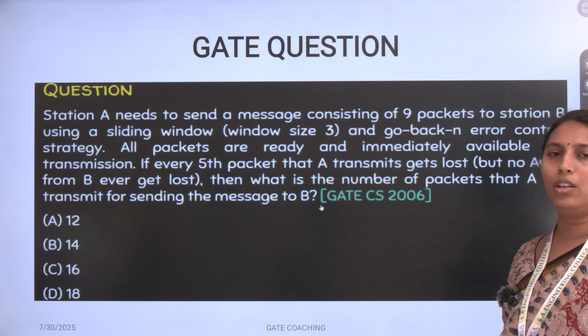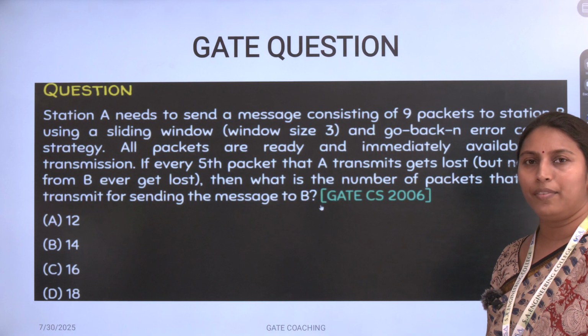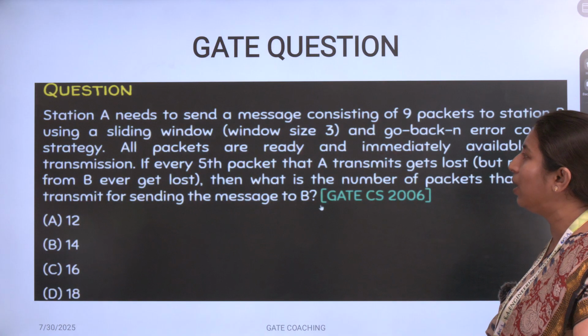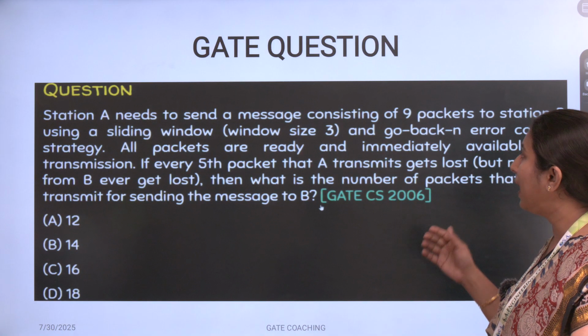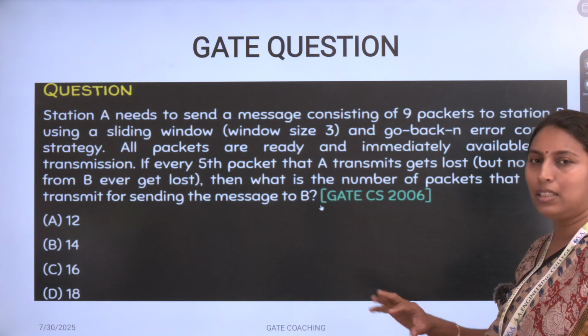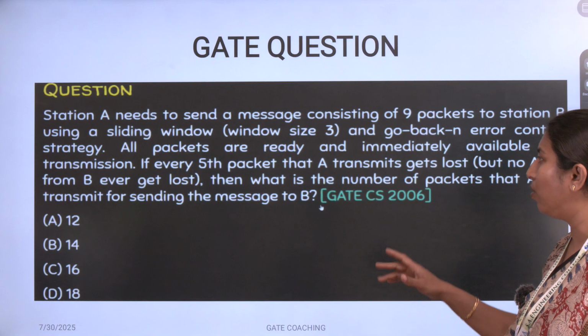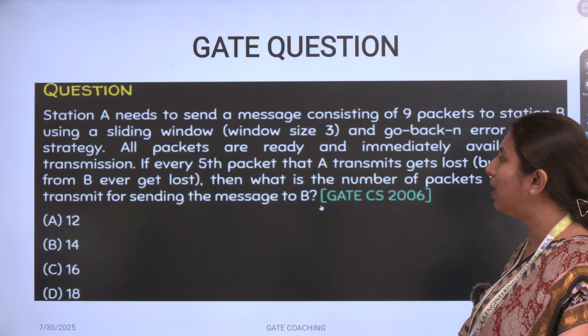So based upon the concept of Go-Back-N ARQ and the few protocols we have discussed till now, we are going to see how a GATE question is going to be based upon these concepts we have discussed. So what is the question which is given over here?